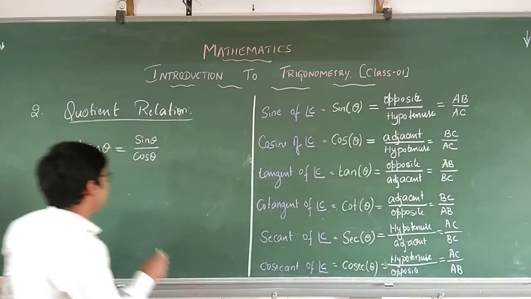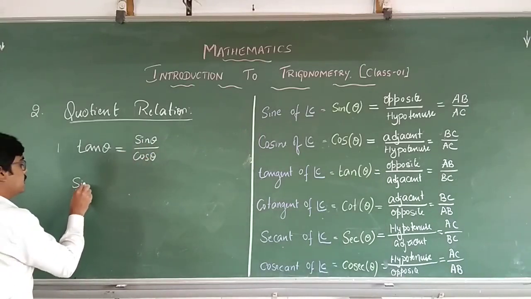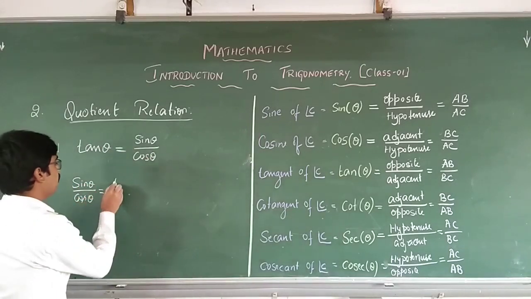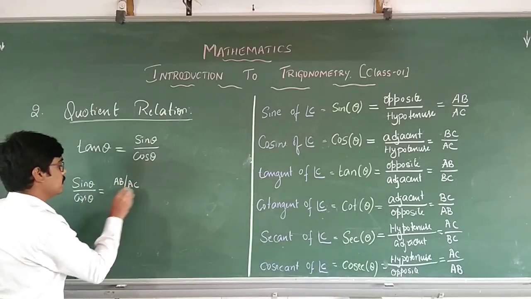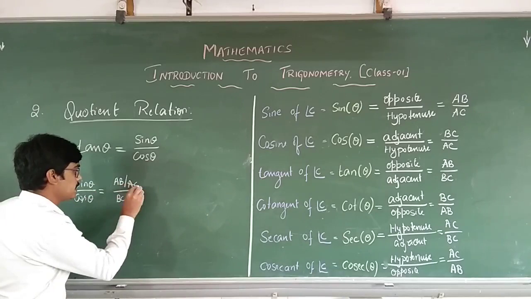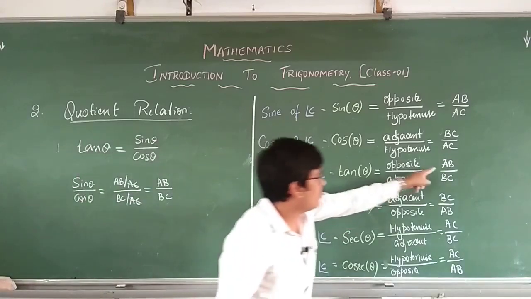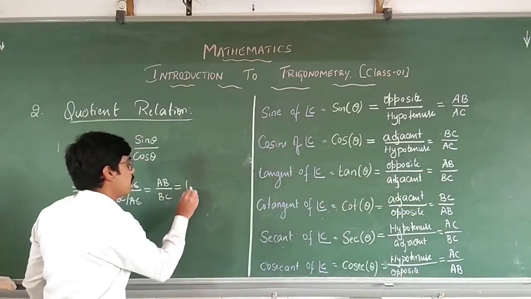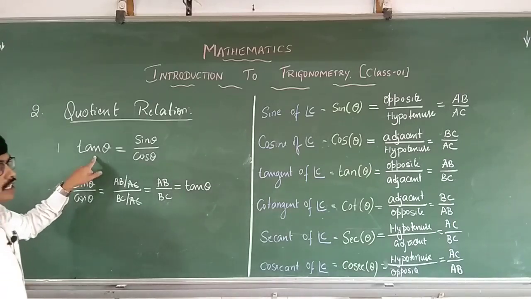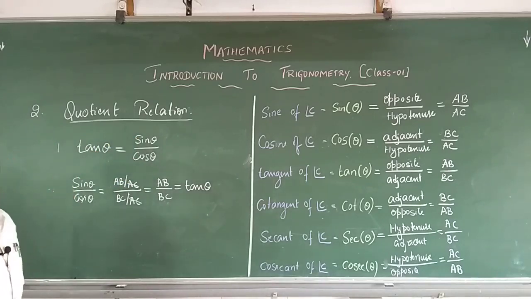Now from the figure, if I take sin theta by cos theta, what do we have? Sin theta is nothing but AB by AC. Cos theta is nothing but BC by AC. AC will cancel and we remain with AB by BC. Here, what is AB by BC? It is nothing but tan of theta. Therefore tan theta is equal to sin theta by cos theta is the first quotient relation.